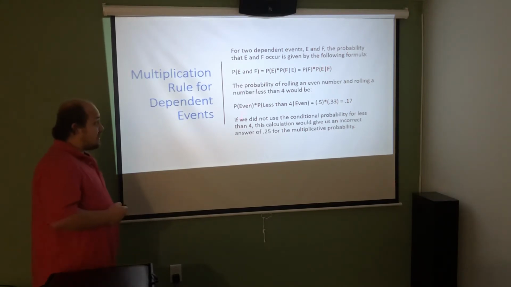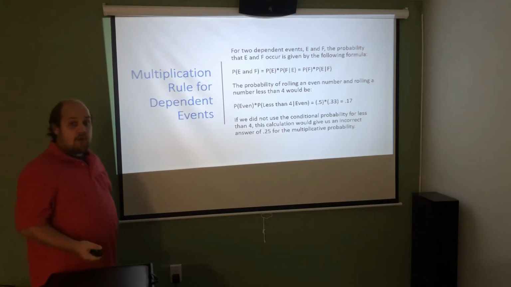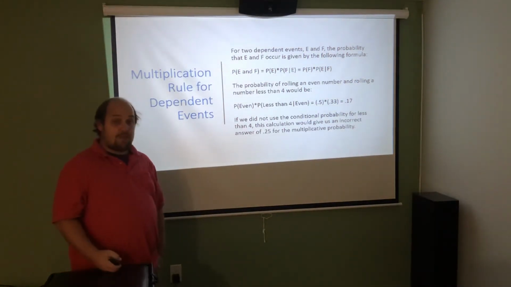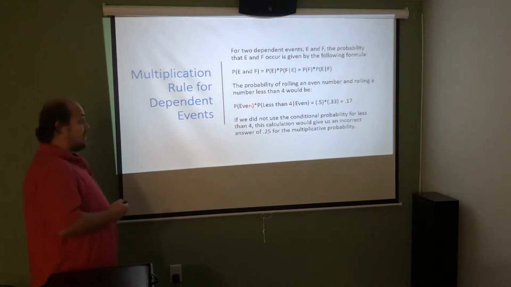So this shows how we would find the probability of rolling an even number and a number less than 4 at the same time. We know the even numbers less than 4 is only 2. 2 is one of the possible 6 values on the die, so we should get 1 out of 6, or 0.17. This formula gets us there by taking P of even, which is 0.5, times P of less than 4 given even, which we found on a previous slide to be 1 out of 3, or 0.33. When we multiply them, we do get 0.17, or 1 out of 6.